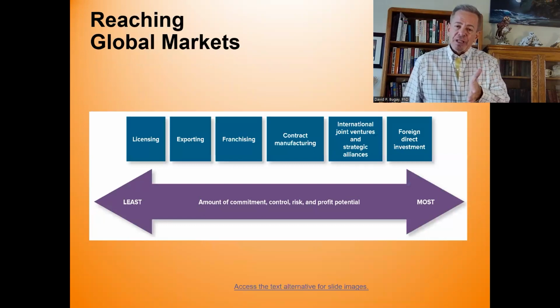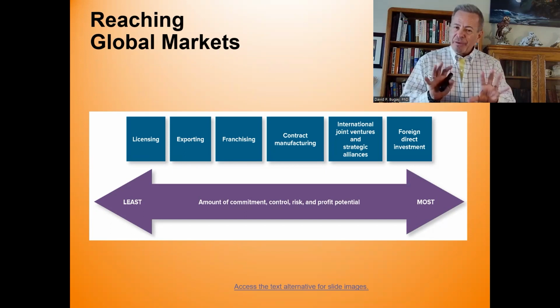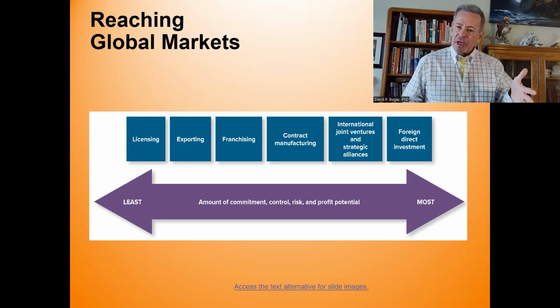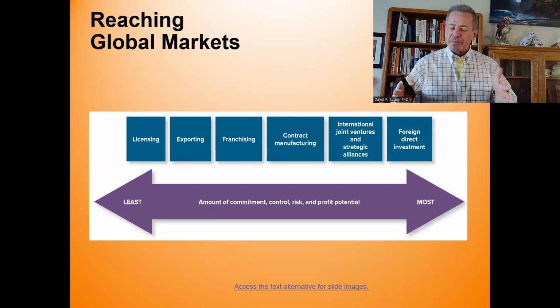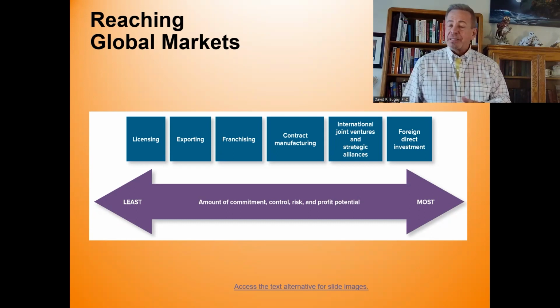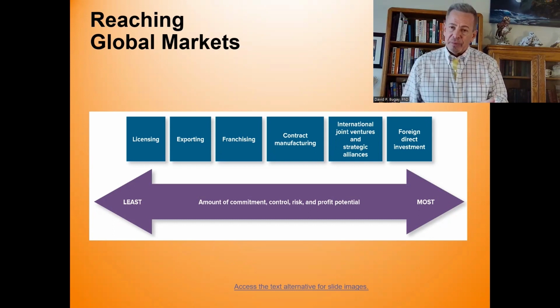So there's really a total of 6 different ways of doing it and some iterations between them. You have everything from licensing all the way to what we call foreign direct investment. We're going to talk about each one of these. It's important that you know that because it could be on a test. But the other part is you might be able to take advantage of this whole process.